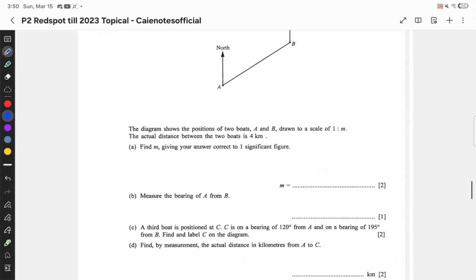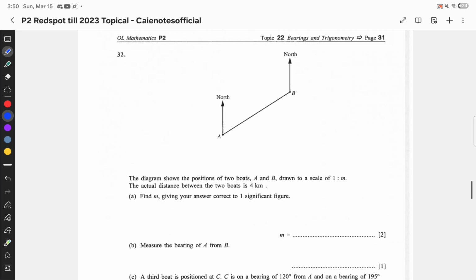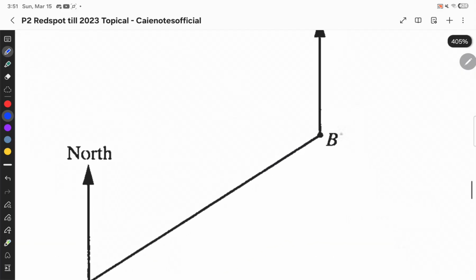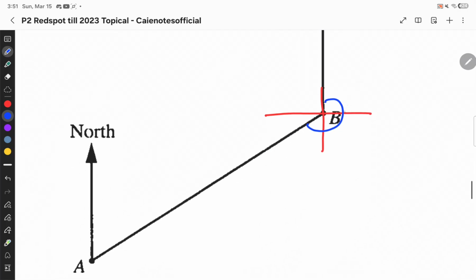Bearing from B. This is by measurement, so yeah, you need to use your compass. But from where? From B, what do you need to do? We need to make a cross, a plus. We need to make a plus. Bearing of A from B. So how do you do this?